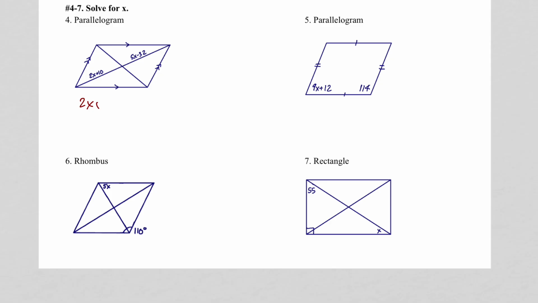So 2x plus 10 must be equal to 5x minus 32. If I bring this over here, I get 3x. I add this, I get 42. So x must be 14.